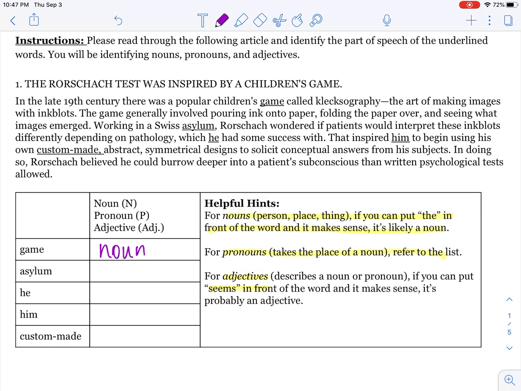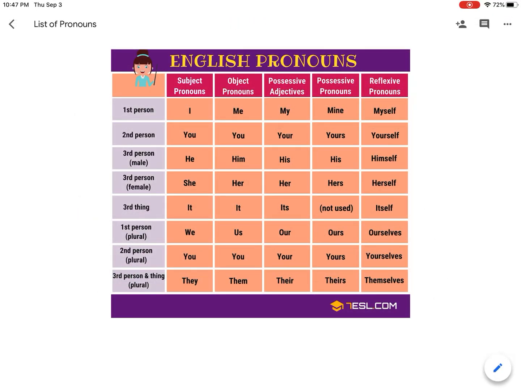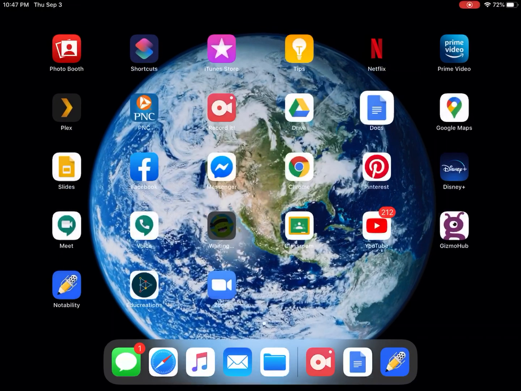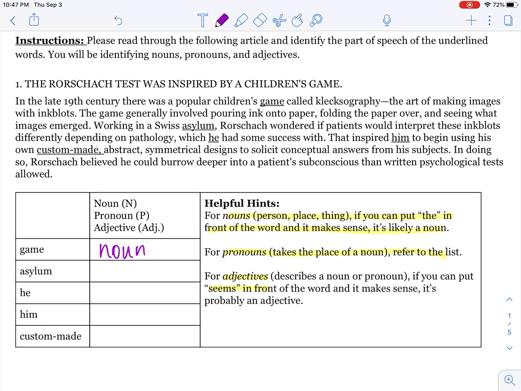Okay, so back to this. It says, working in a Swiss asylum, Rorschach wondered. So the word asylum, is it the asylum? Is the word asylum on this list? Nope. And pronouns take the place of a noun, so that's not what's going on there. Is it seems asylum? The answer is the asylum. So you would put noun.